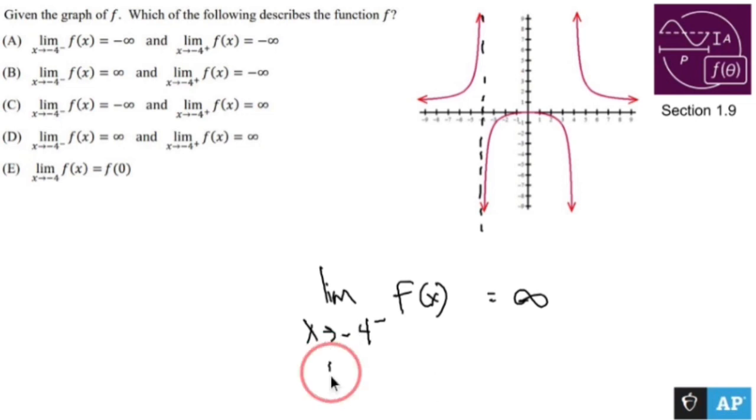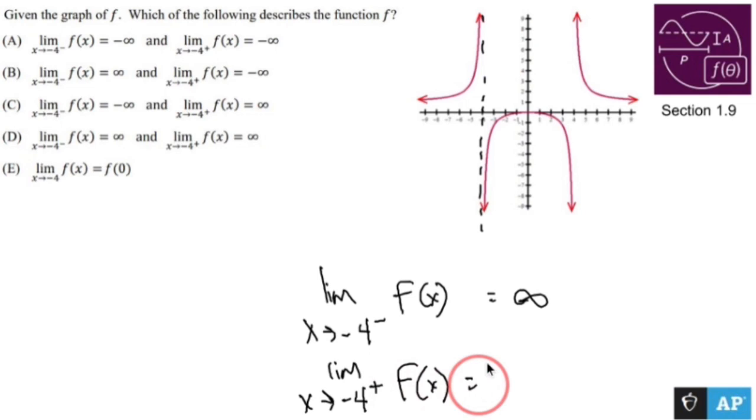Now the limit as x approaches -4 coming from the right means all this stuff that happens over here, who cares? But I'm going to pick up here. I'm coming from the right. I'm heading towards -4. And as I start approaching -4, I go down here, which means the limit as x approaches -4 from the right side of f of x is going to be negative infinity.